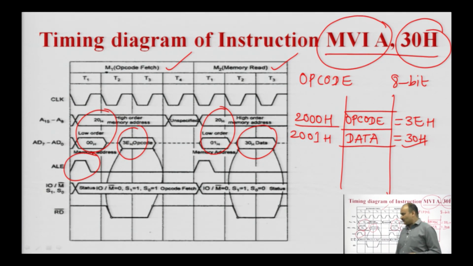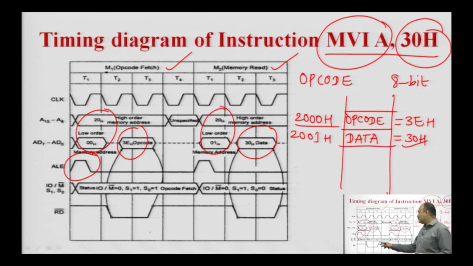For the opcode fetch machine cycle, the status signal IO/M is equal to 0, because it is a memory related operation. The processor fetches the operation code from the memory. Both status signals S0 and S1 are 1 for the opcode fetch operation. For the memory read operation, again it is a memory related operation, so IO/M is 0. S1 is equal to 1 and S0 is equal to 0. It indicates that it is a memory read operation.